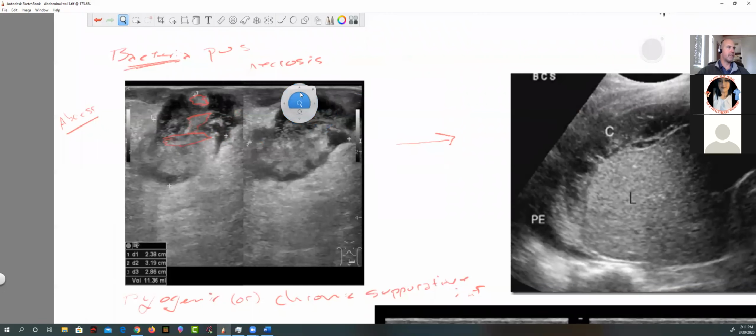And this abscess is right below the skin level. Now, one of the things we want to do also when we're looking at an abscess is to determine where it is. And I don't mean, obviously, right upper quadrant, left upper quadrant. I mean how deep it is.